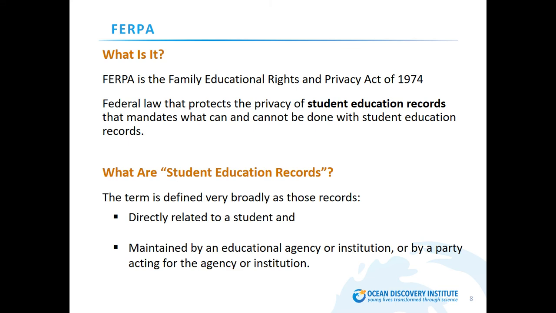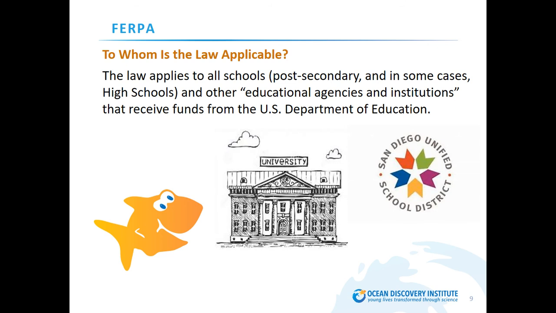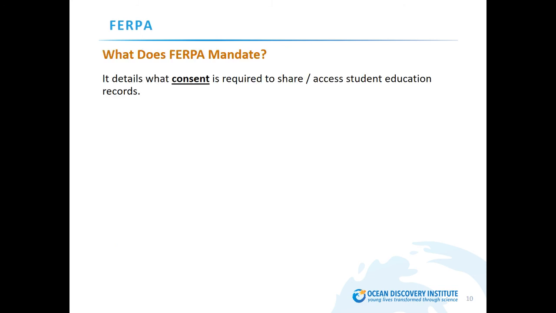Student education records are broadly defined as records directly related to a student, and maintained by the educational agency or institution, or by a party acting for the agency or institution. FERPA applies to all schools as well as other educational agencies and institutions that are receiving funds from the U.S. Department of Education. Our partnership with the San Diego Unified School District requires that we abide by FERPA.